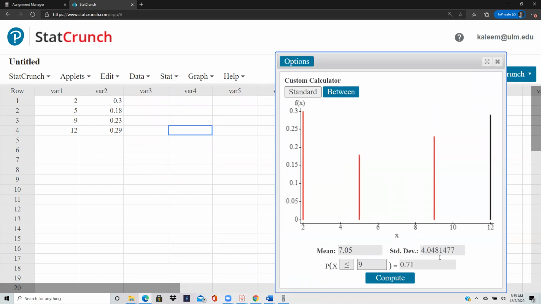So they were asking for the expected value. Which one is the expected value? I would just think it would be the mean, but since you said expected value, I don't know. Yeah. Mean is the expected value. 7.05.